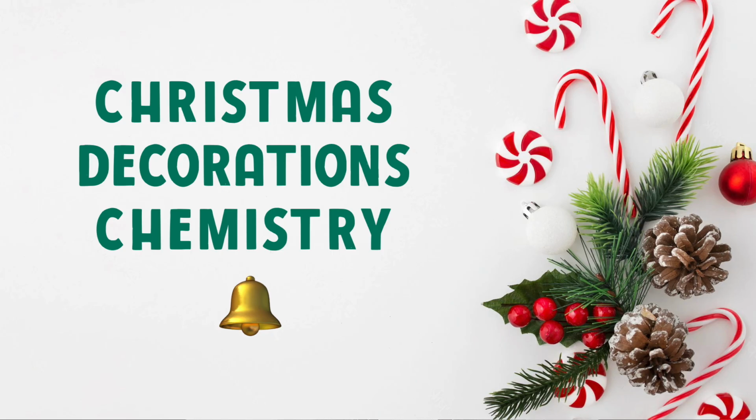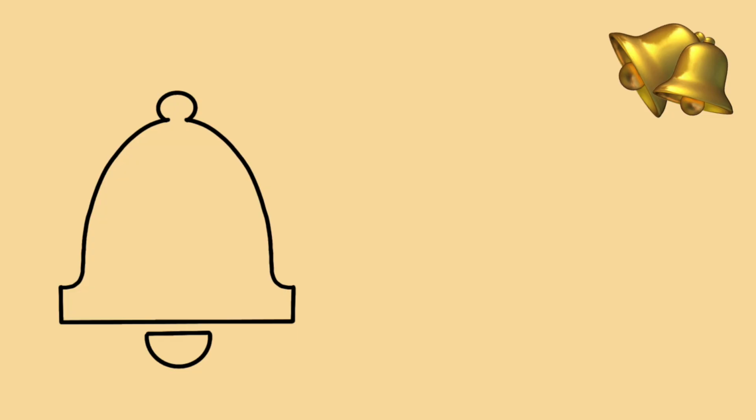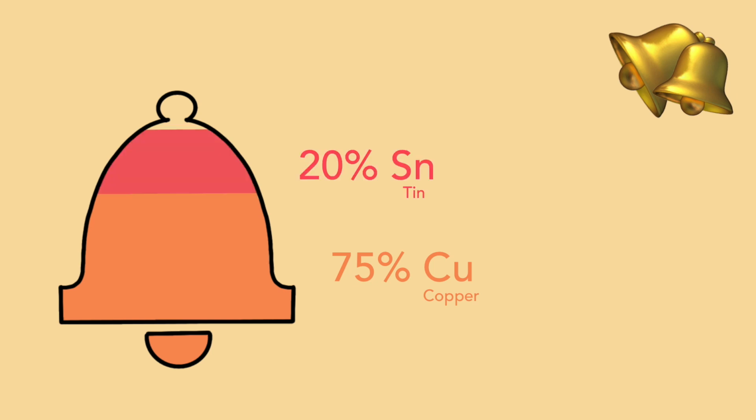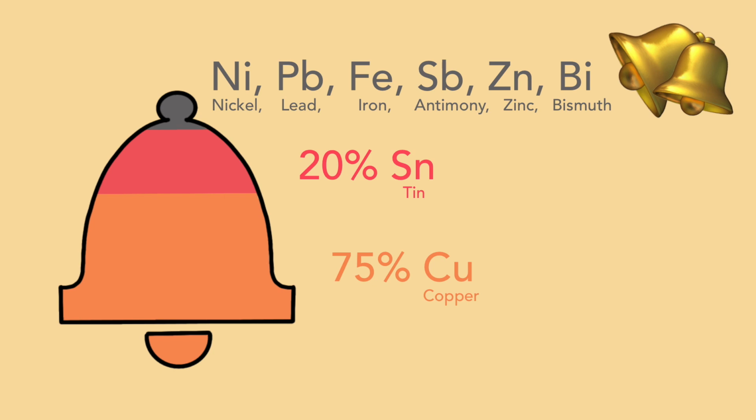Christmas decorations chemistry. What gets us more into the Christmas spirit than hearing Christmas bells? Bells are commonly made of tin bronze, essentially alloys of copper, which makes up around 75%, and tin, about 20%, with other trace elements like nickel, lead, iron, antimony, zinc, or bismuth that make up the balance of the percentages. Some of these trace elements are not at all impurities as it might seem at first, but are actually intentionally added to improve both the material properties and the sound of the bells. Trace elements like phosphorus or sulfur, however, make the bells more susceptible to cracking and should therefore be avoided.